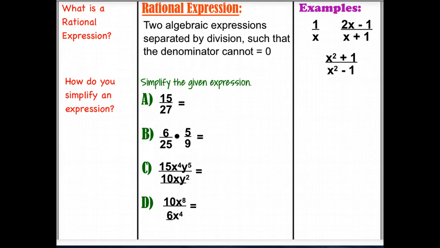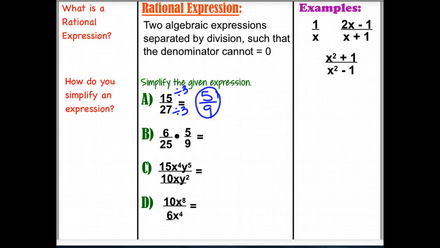Remember, fractions are rational. So I look here and say, well, I know that 15 and 27 are both divisible by 3. So we're simply reducing fractions. 15 divided by 3 is 5, 27 divided by 3 is 9, giving us 5 ninths, or a simplified expression.